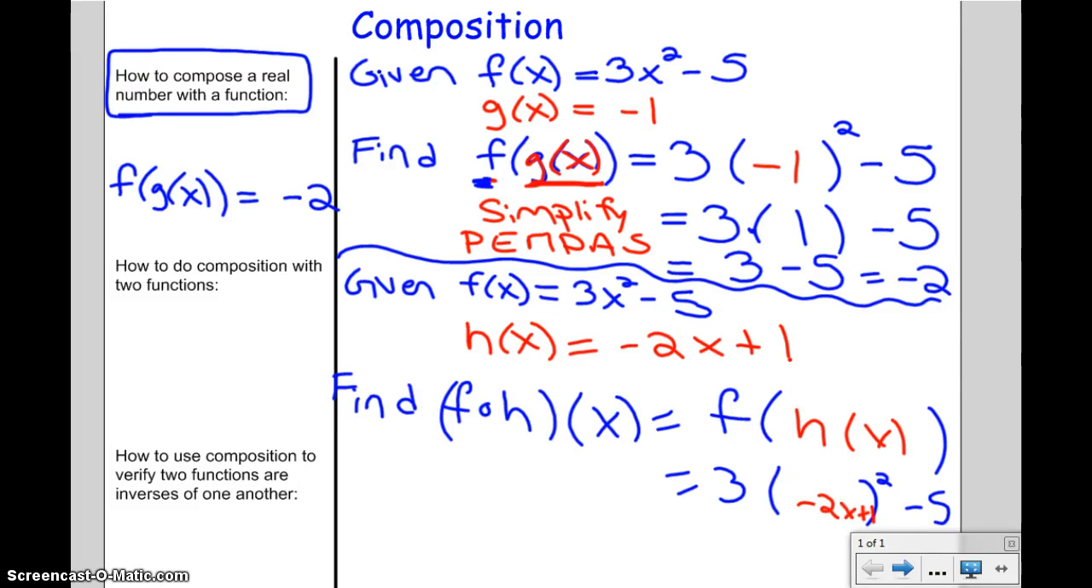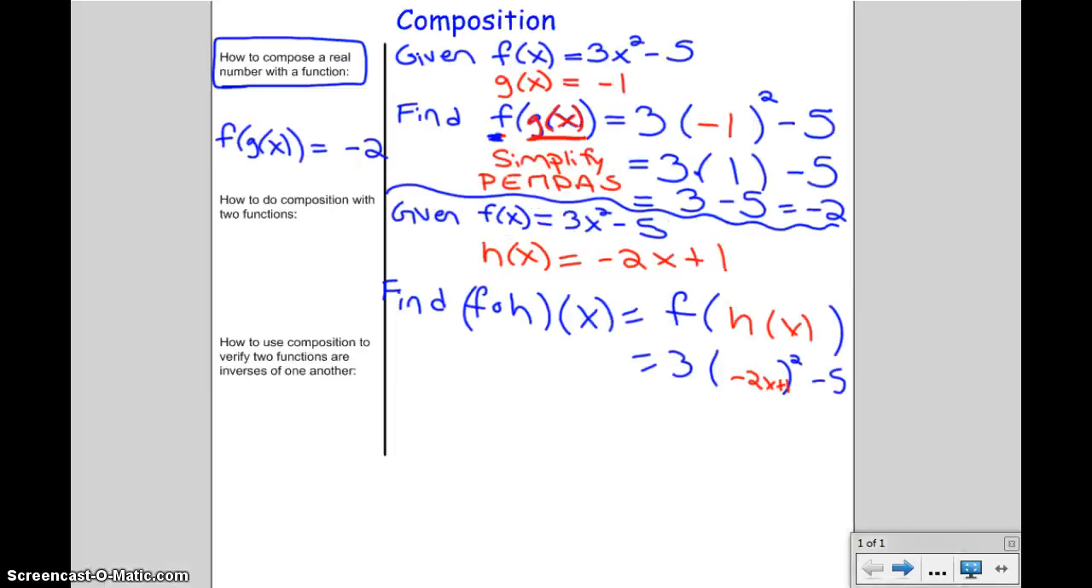Gotta squeeze it in there. Okay, so if I'm placing negative 2x plus 1 squared inside of my f function, I'm going to give ourselves a little bit of space here. There we go. Again, I am now ready to simplify. When I simplify, I'm going to use the same order. So my same order is going to be to look at my parentheses and my exponent first.